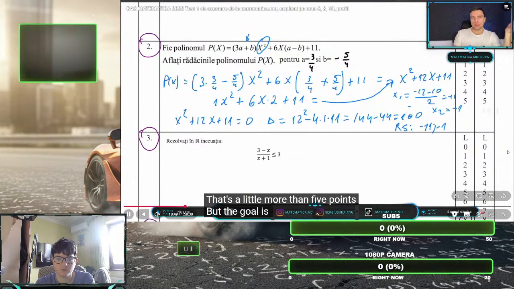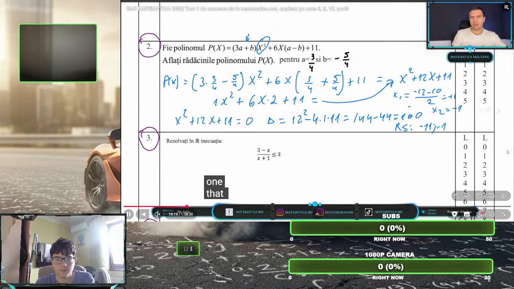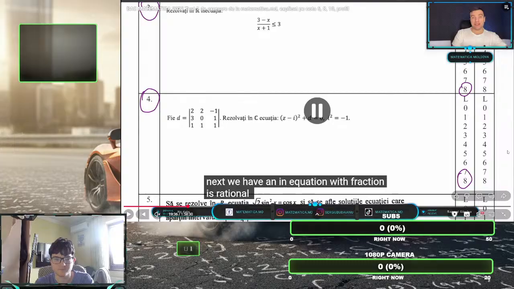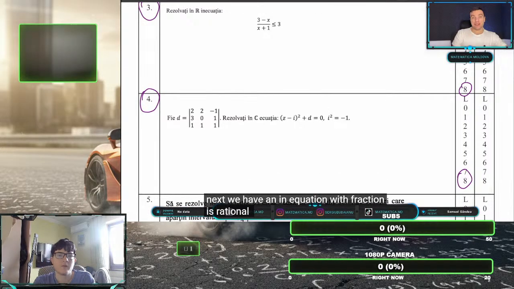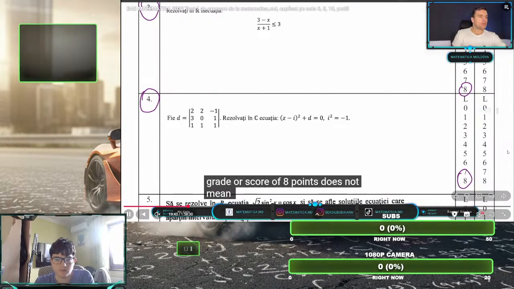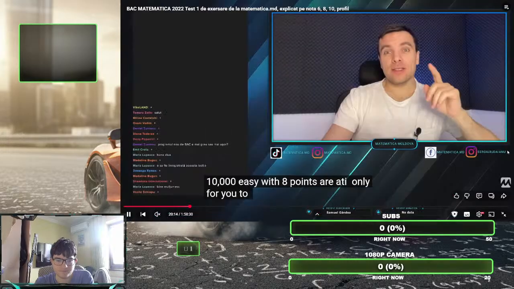Max points. Moving on. Let's move on here. Right, so we got some matrices, matrix. Remember what Tate said? We find the matrix.